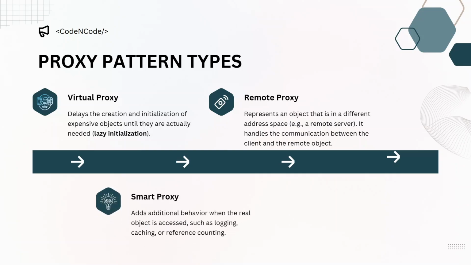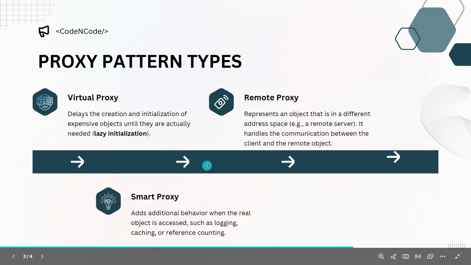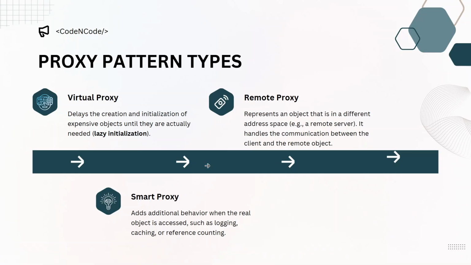Then we have smart proxy. It adds additional behavior when the real object is accessed, such as logging, caching, or reference counting, right? So smart proxy is basically when you want to add some extra additional tasks, right, each time the object is accessed. For example, caching, right? We'll actually implement smart proxy also. So don't worry about it. We'll see the implementation and things will be much more clear.